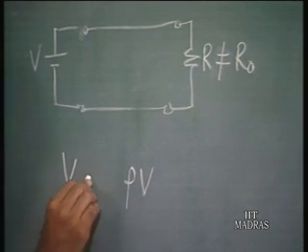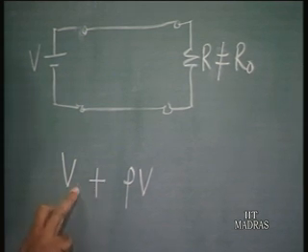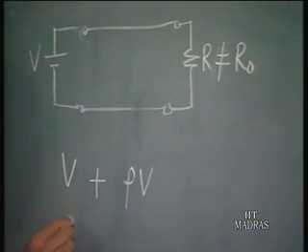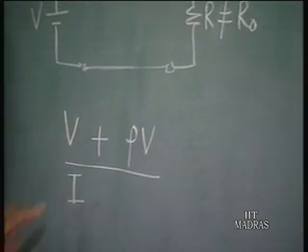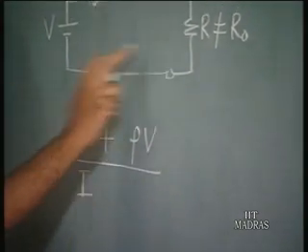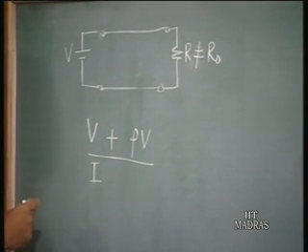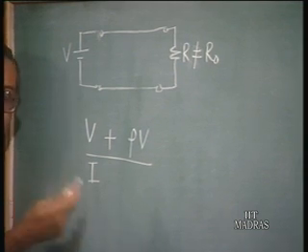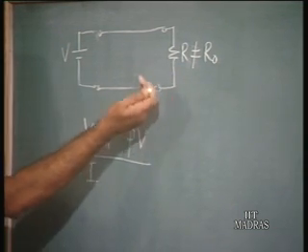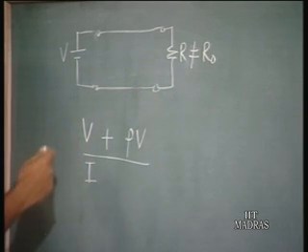Now, the total voltage at the load end is going to be V plus rho V. And if the incident current at the load end is I, then the reflected current is rho I, but it is directed in the opposite direction to the incident current. So it is going to be minus rho I.